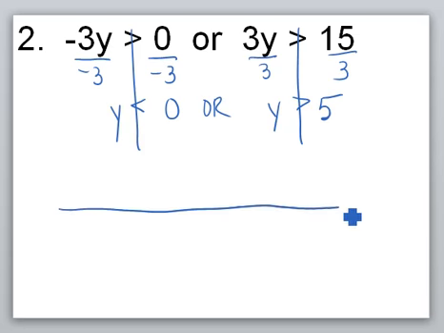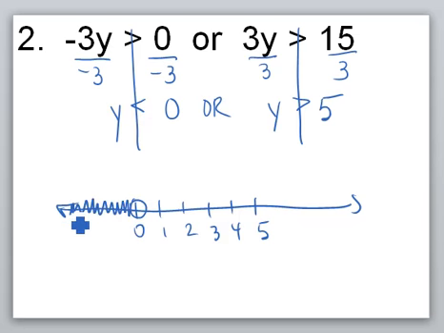Needs to fit one or the other. So I'm going to put 0 on my number line and 5 on my number line. You can put some other numbers on there as well if you so desire. We're going to say that it's less than 0, so open dot, shade to the left, or y is greater than 5. Open dot, shade to the right.